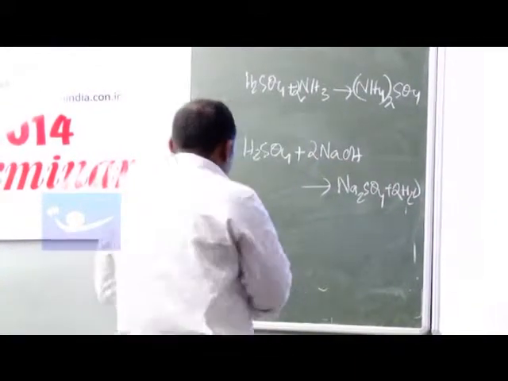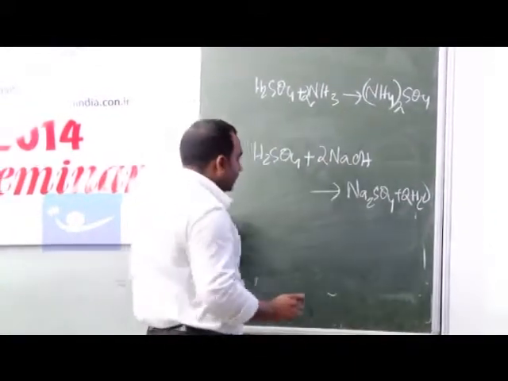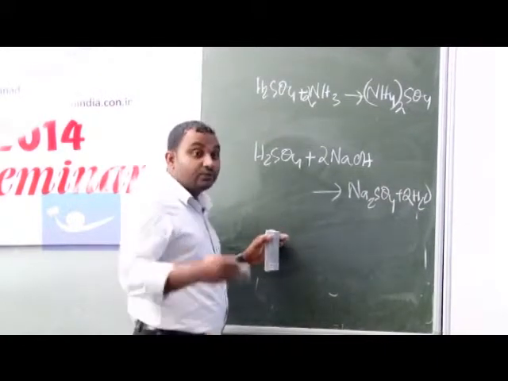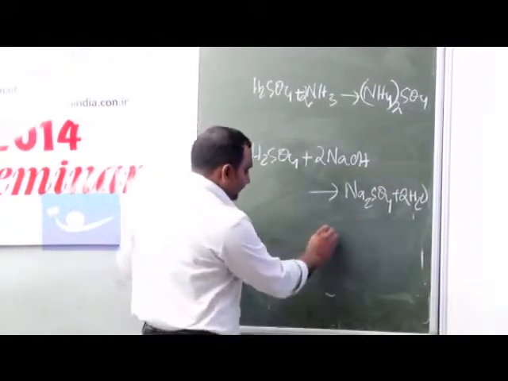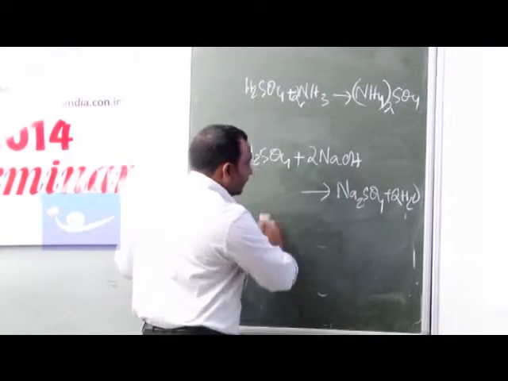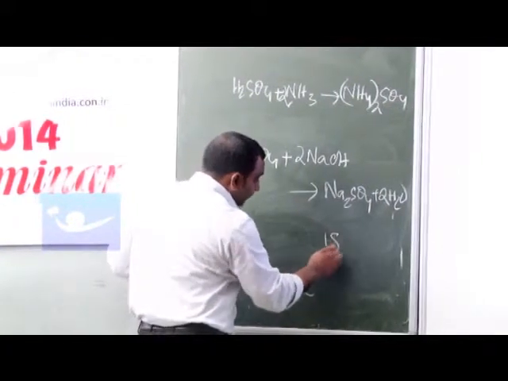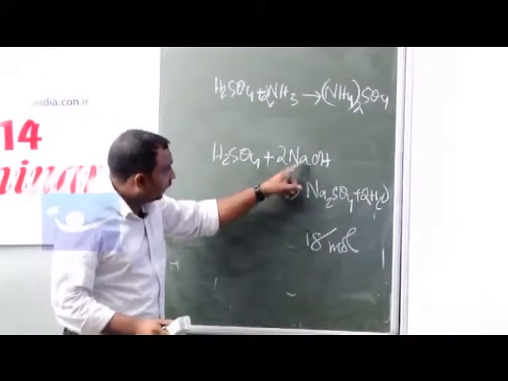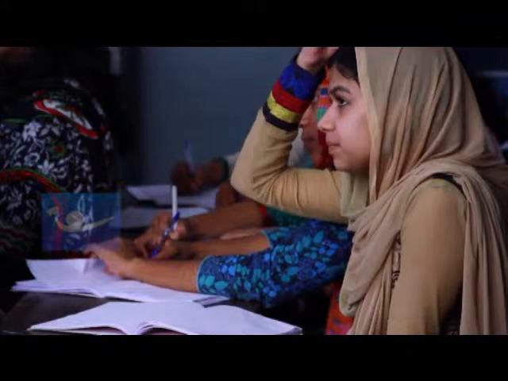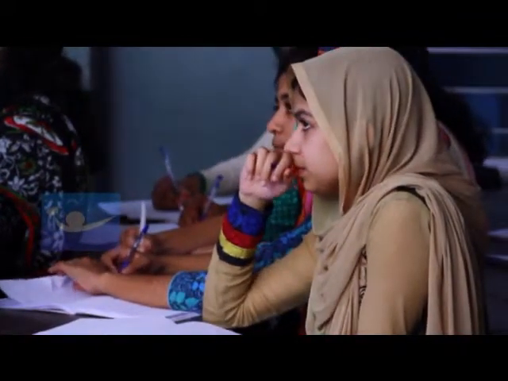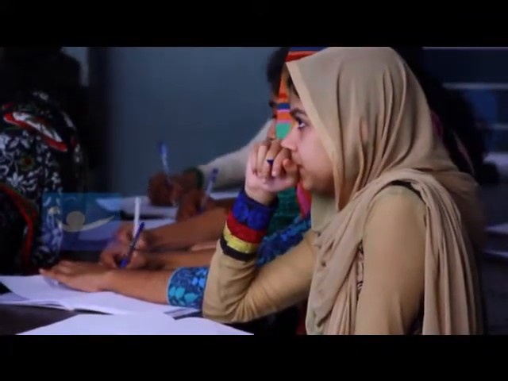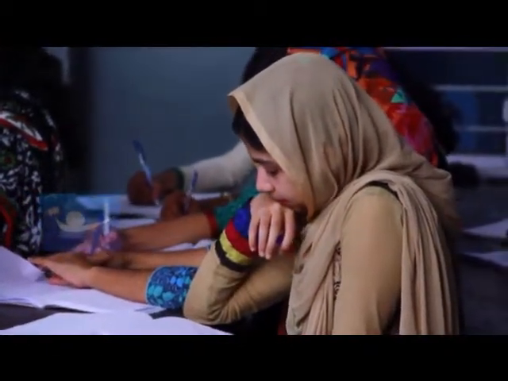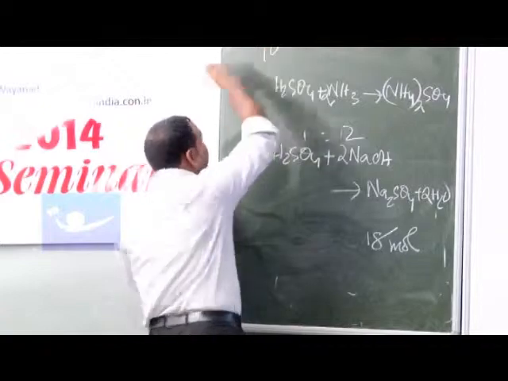So let me ask you a question. Suppose the number of moles of NaOH required to treat the remaining H2SO4 is, we will take it as 18 mole. 18 moles of NaOH is required. Then how many moles of H2SO4 will be there? What is the ratio? 1:2. Here 18 mole, here it is 9 mole. Okay. And initially you have taken 10 mole.